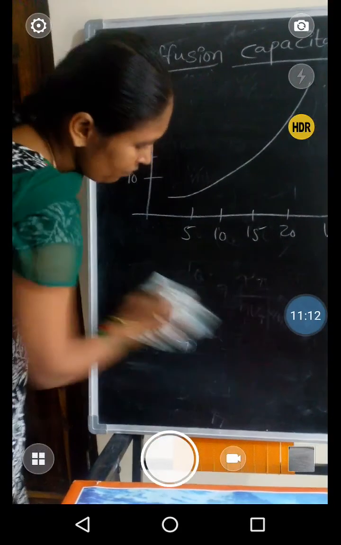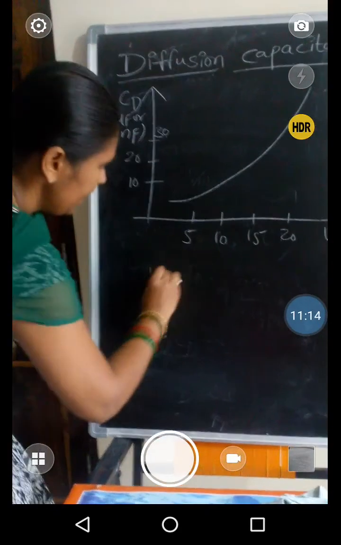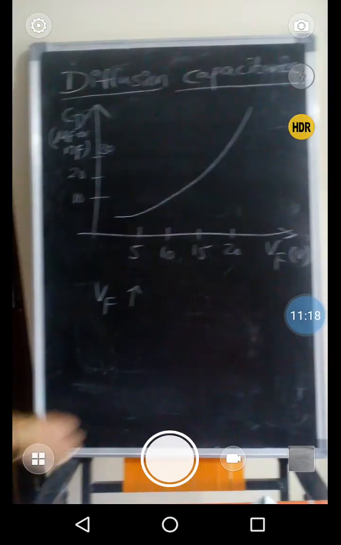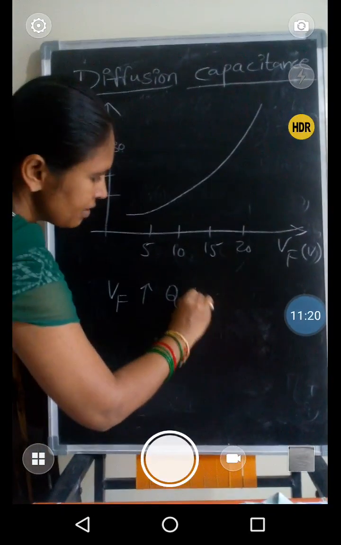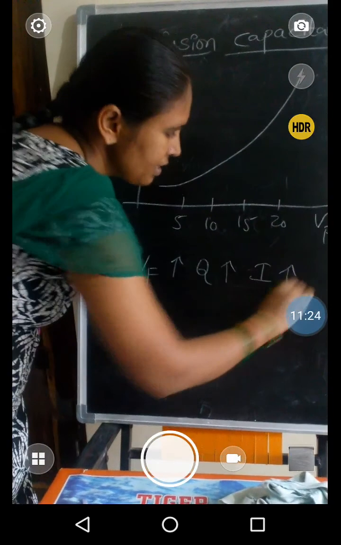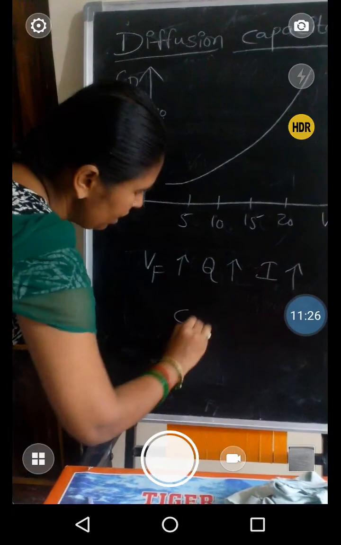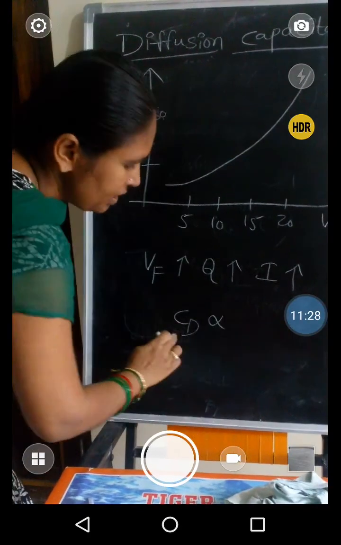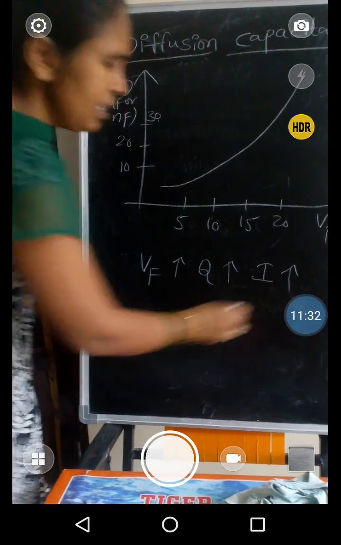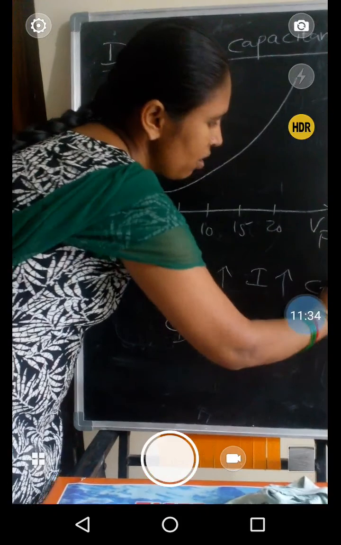Finally, we can increase the forward voltage. When the forward voltage increases, the charge increases. The charge increasing is nothing but the current increasing. Finally, you know the equation: CD is directly proportional to current. The current increases, so the diffusion capacitance increases.